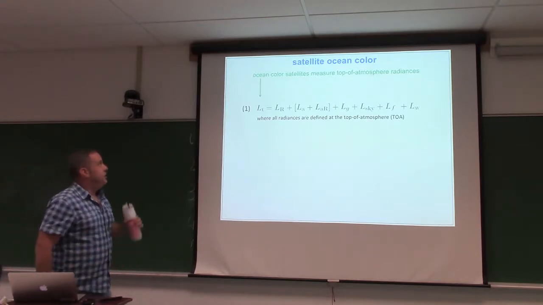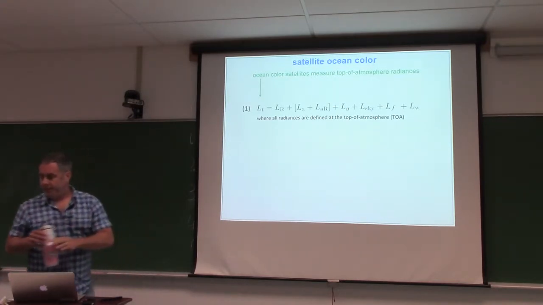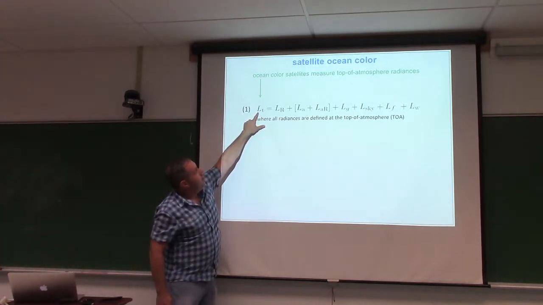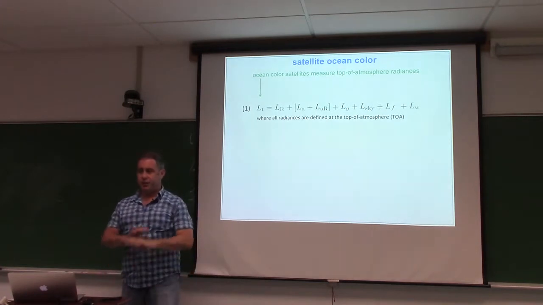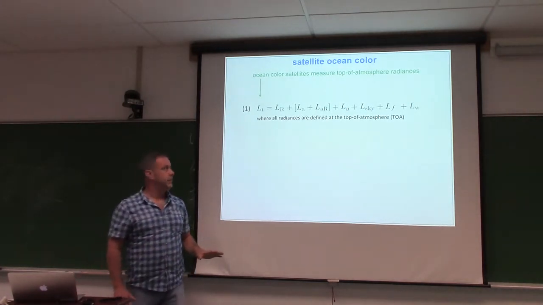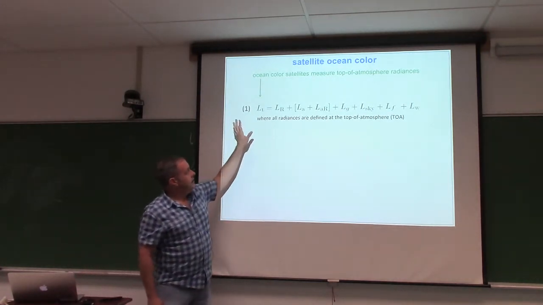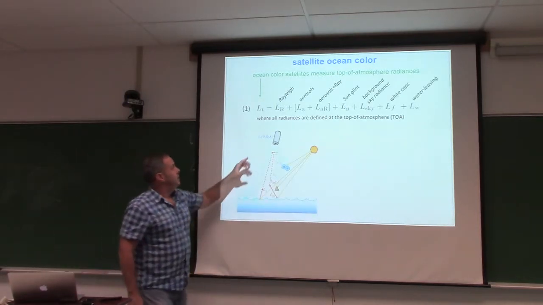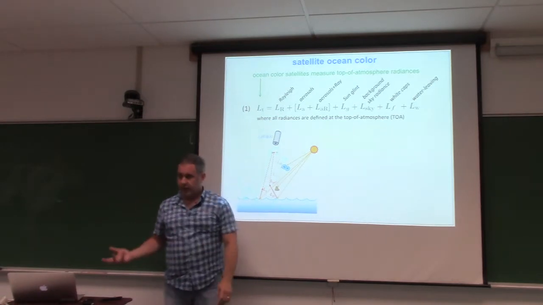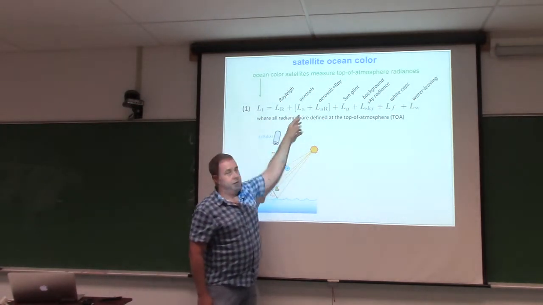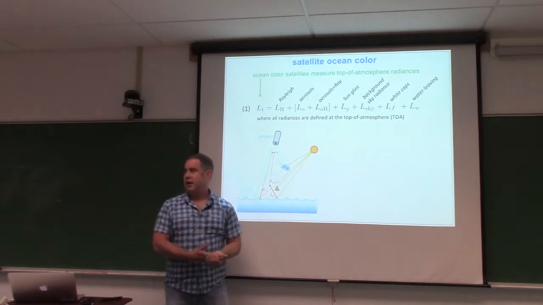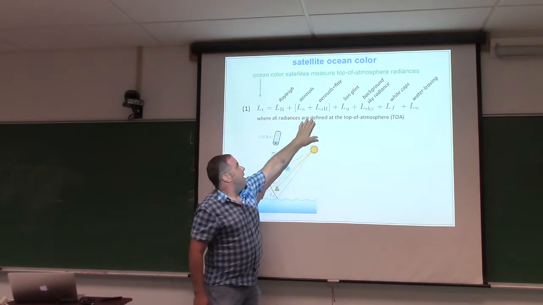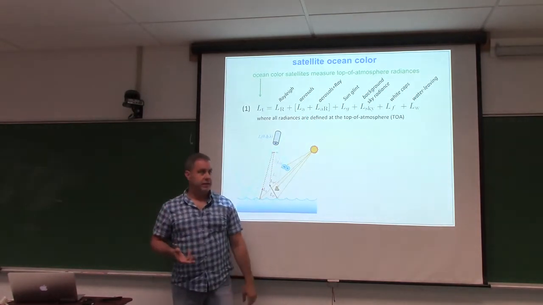All right, our governing equation. Ocean color satellites measure top of atmosphere radiances. The T here is for total. It's just the total radiance signal. And in this equation, all of the radiances are defined at the top of the atmosphere. And so we have a contribution of Rayleigh, molecular scattering. We have the interaction of aerosols. You think of this as a maritime salt. It could be an urban soot, but aerosols and their interaction with Rayleigh scattering.